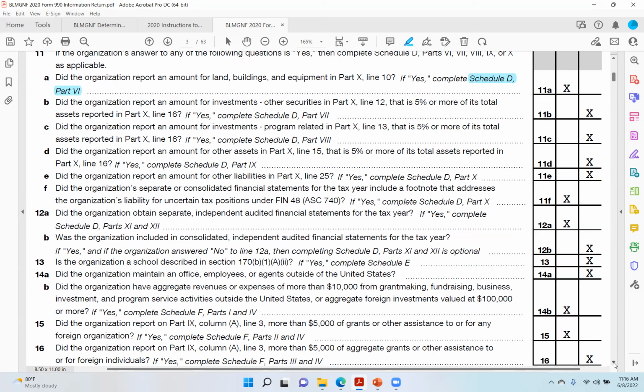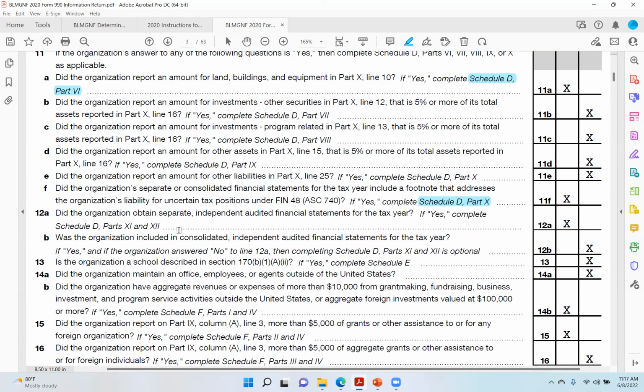11E, did the organization report an amount for other liabilities in Part 10? No. 11F, did the organization's separate or consolidated financial statements for the tax year include a footnote that addresses the organization's liability for uncertain tax positions under FIN 48 ASC 740? If yes, complete Schedule D, Part 10. So they answered yes there, so we should be looking for a Schedule D, Part 10.